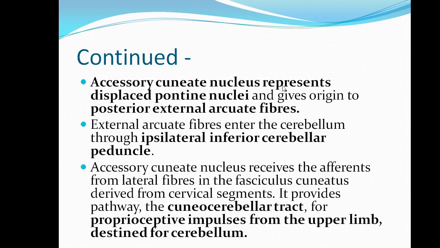The accessory cuneate nucleus represents displaced pontine nuclei and gives origin to posterior external arcuate fibers. The external arcuate fibers enter the cerebellum through the ipsilateral inferior cerebellar peduncle. The accessory cuneate nucleus receives afferents from the lateral fibers in the fasciculus cuneatus derived from the cervical segments. It provides the pathway, the cuneocerebellar tract, for proprioceptive impulses from the upper limb destined for the cerebellum.